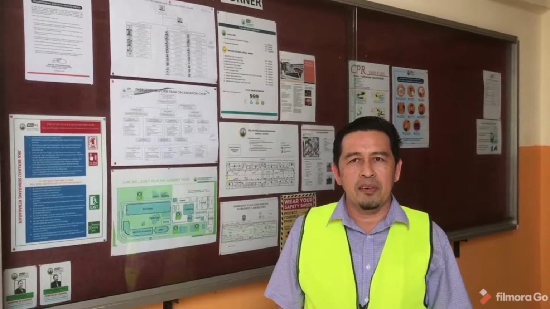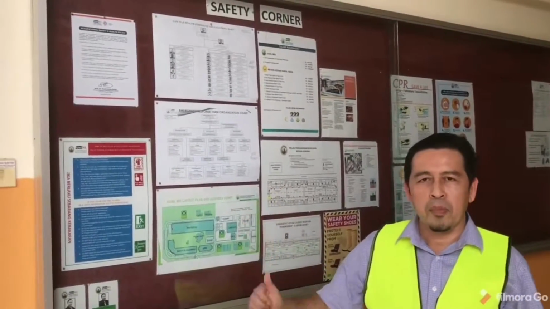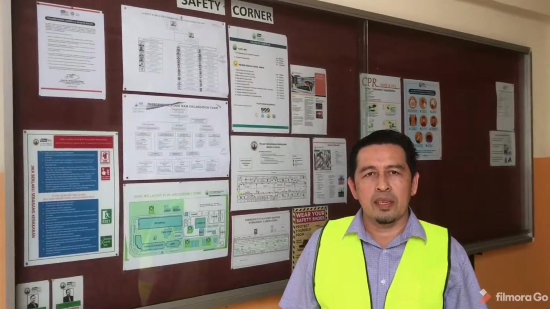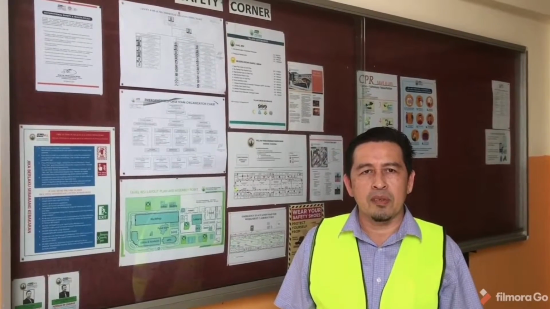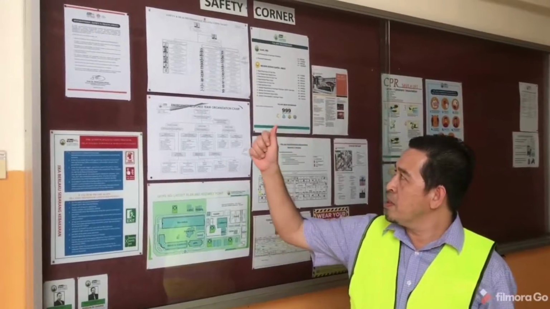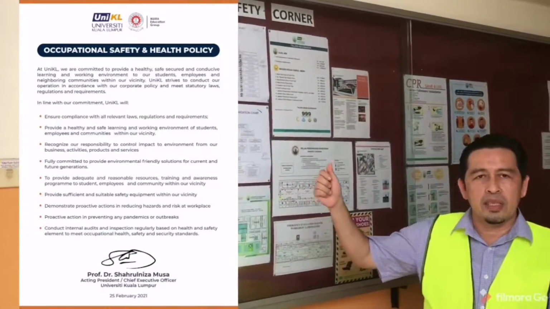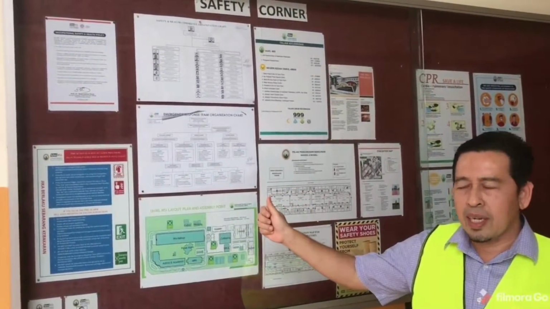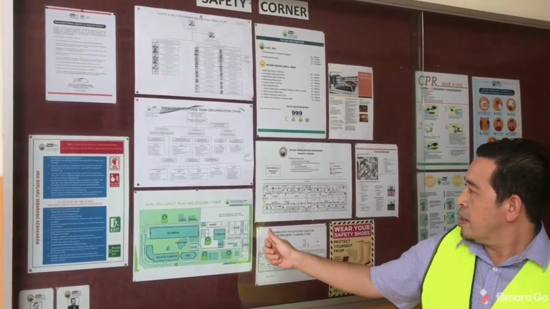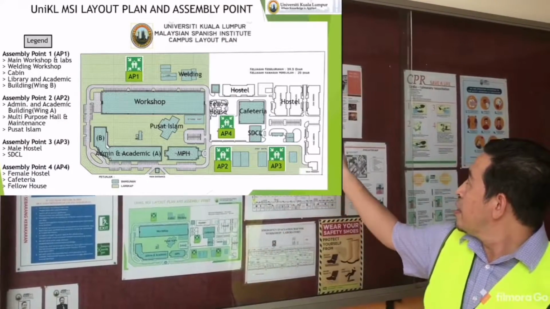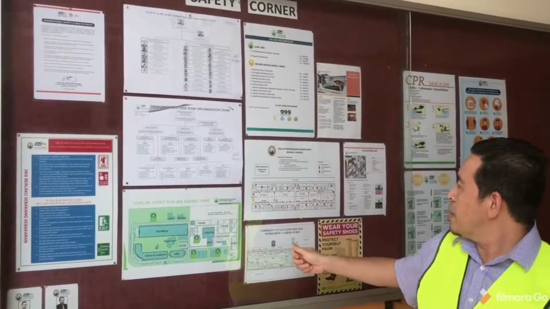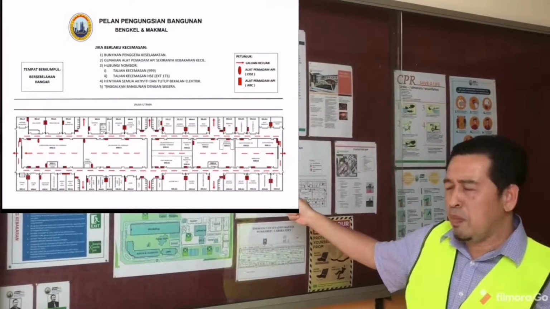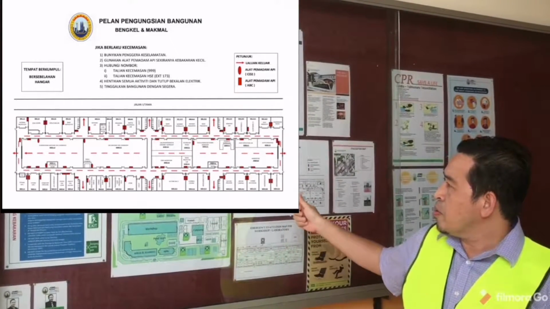Here we have safety corner. The information that we can get from this safety corner are safety policy, safety and health organization chart, emergency response team organization chart, assembly point, emergency contact number, emergency evacuation map, and also others.